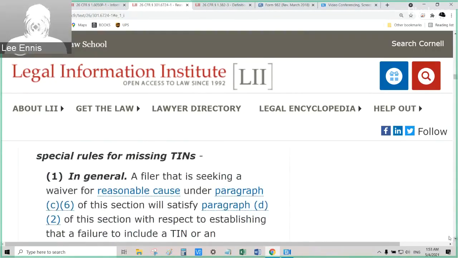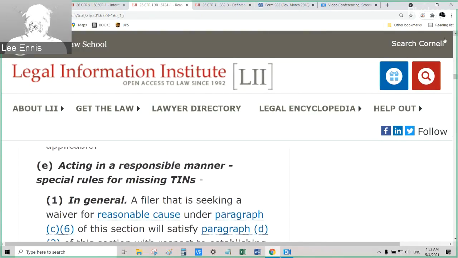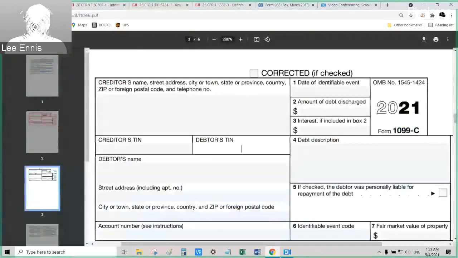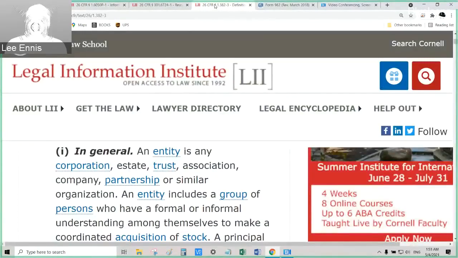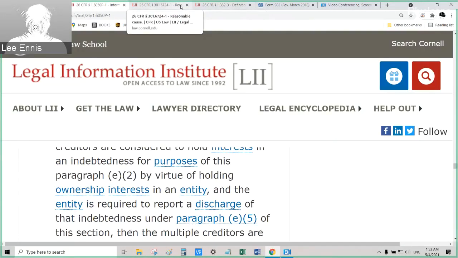Okay, here we go. So this is what I want to get to because this is important. So missing TIN. Remember, we're talking about the debtor's TIN. This is important, especially if you are filing this for a company. Let's say you're dealing with a utility company, or a car dealership. You may not know their EIN number, and you may not be able to get it easily, right? But you are supposed to try, and that's what we're talking about here.